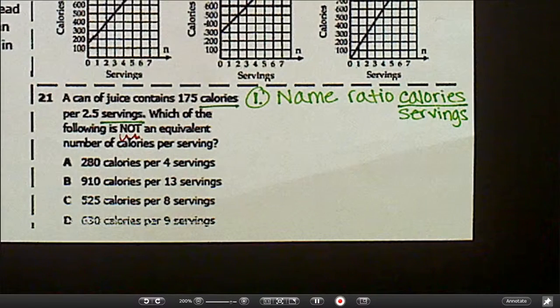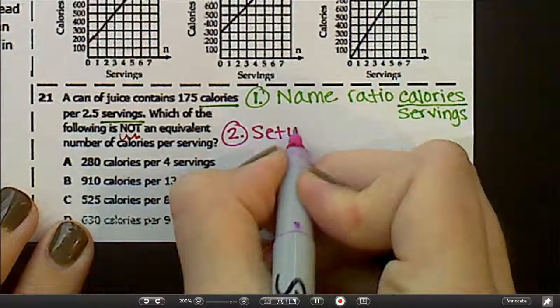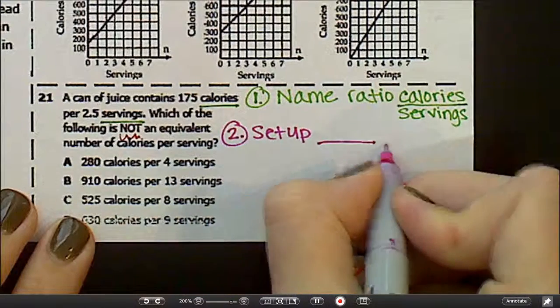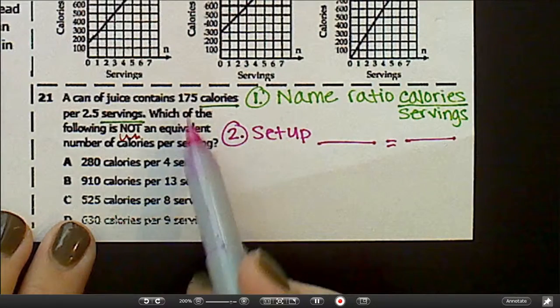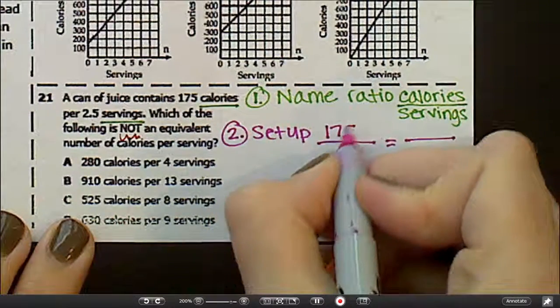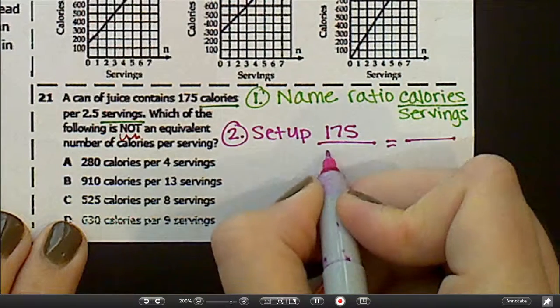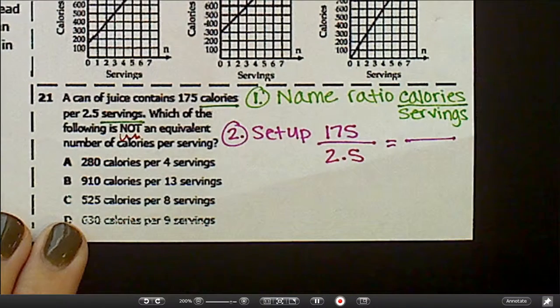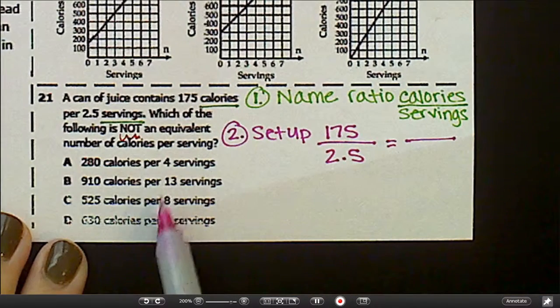Then I'm going to fill in what I know. And so we're going to set up a proportion, which means I'm going to start with line equals line. And what I know is 175 calories. So that's going to go on top. Goes with 2.5 servings, and I said that servings will go on the bottom. Now I need to test all 4 of these answer choices.